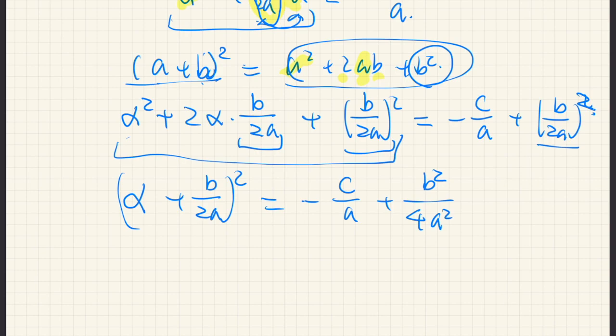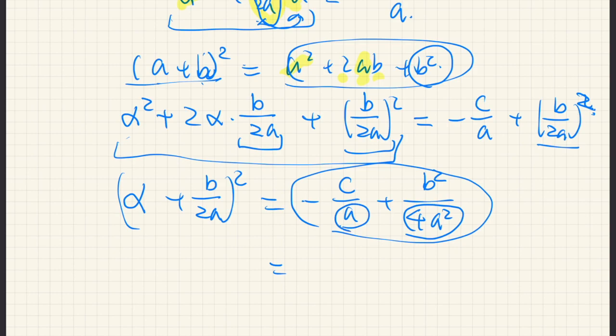Okay, and let's rearrange this part a little bit. We have 4a squared here and we have a, so let's use the common denominator, 4a squared. That means we have to multiply, so we get 4ac plus b squared.